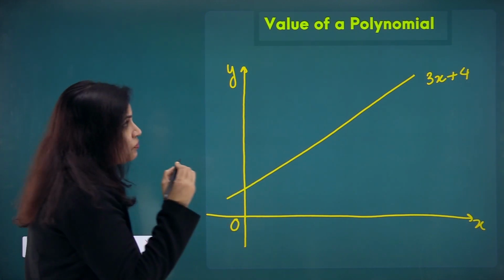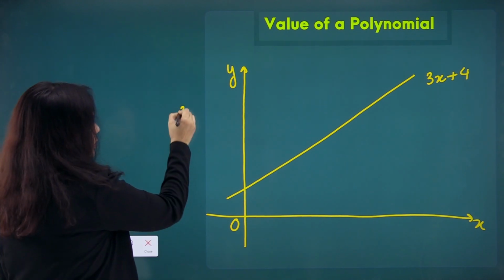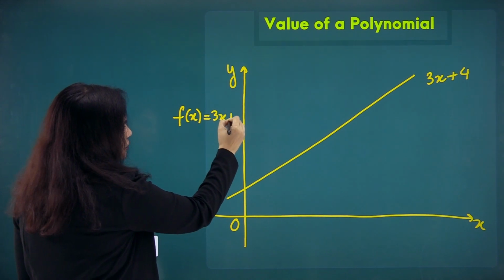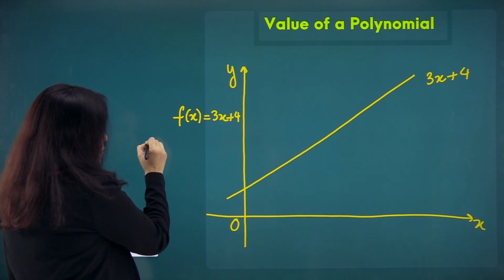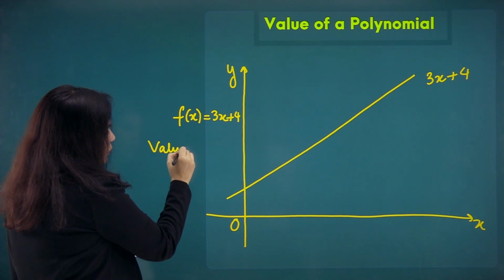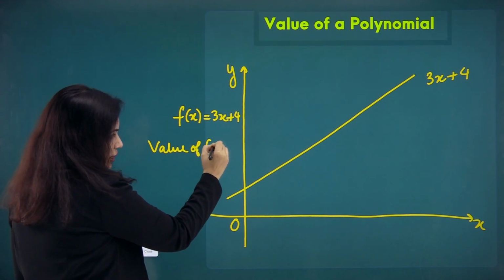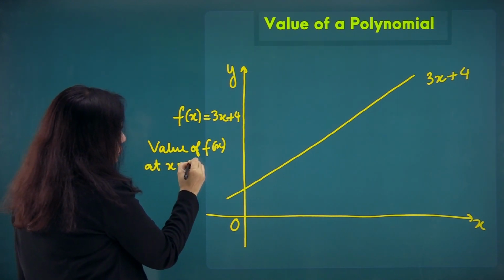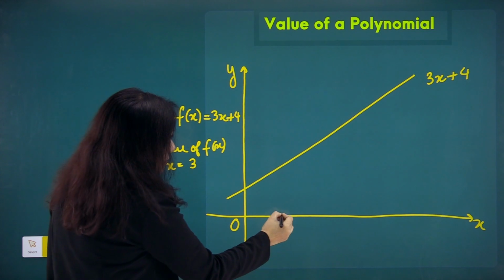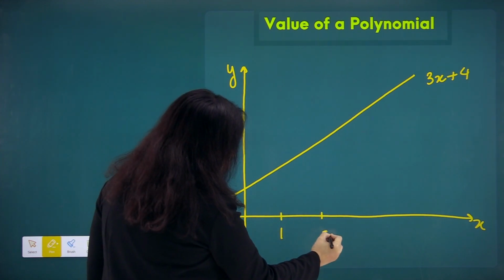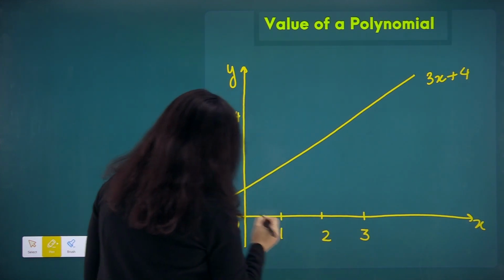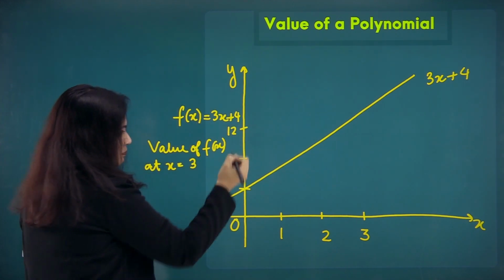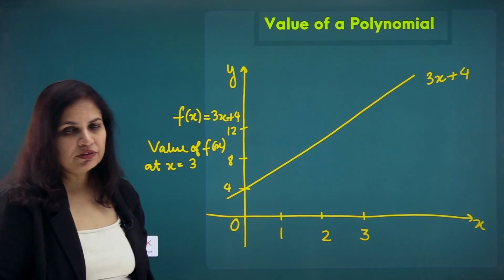If I have to find the value of this polynomial, here f(x) is equal to 3x plus 4. Suppose I have to find the value of f(x) at x equal to 3. This is my 1, 2, 3, and this is 4, 8, 12. These are the different values.